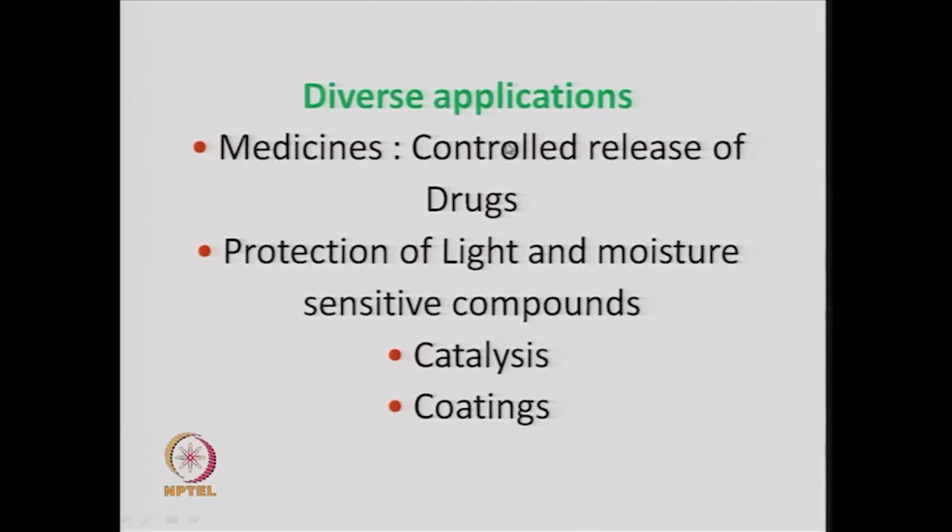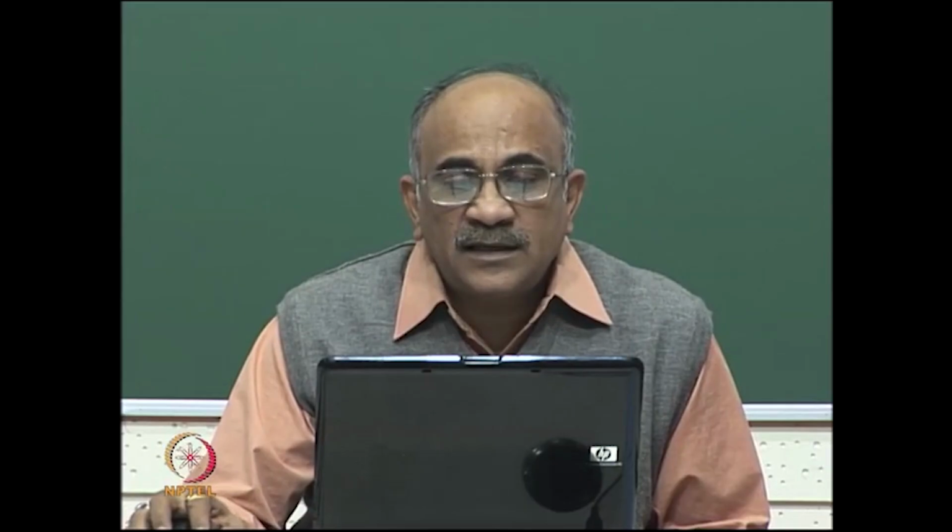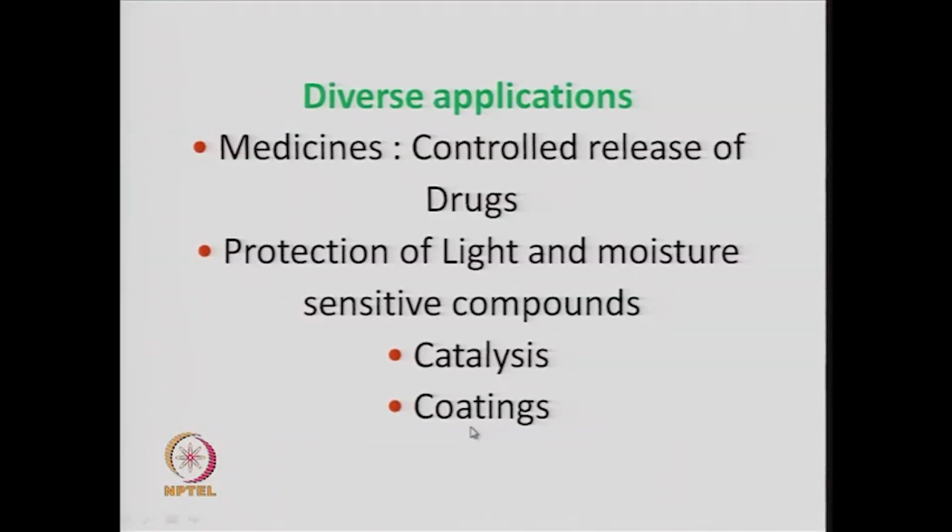There are diverse applications in medicine, for example, in controlled release of drugs, in drug delivery agents. They can protect light and moisture sensitive compounds. So, if you have a moisture sensitive compound, you can make it the core and cover it with a shell which will prevent the reaction of atmospheric oxygen or moisture with the core. So, you can stabilize the core material. Then you can use them as catalysts, as coatings. Several applications are there for core shell nanostructures.